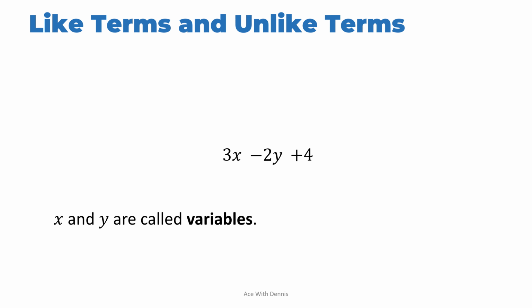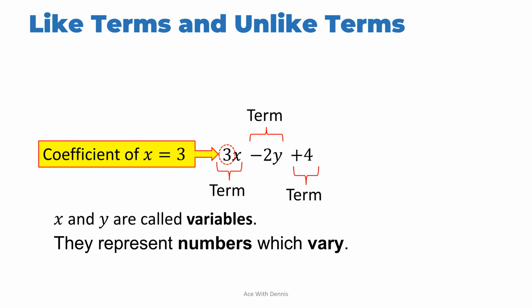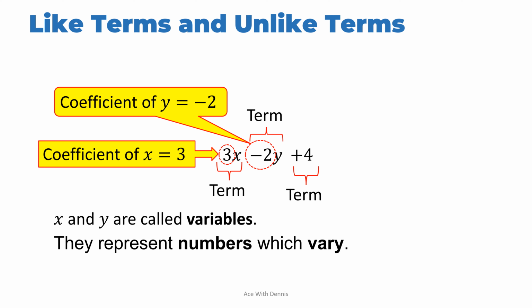The 3x here is a term, minus 2y is another term, and plus 4 is another term. The coefficient of x for this case is 3. Similarly, the coefficient of y in this case is negative 2, while the 4 here is a constant term.